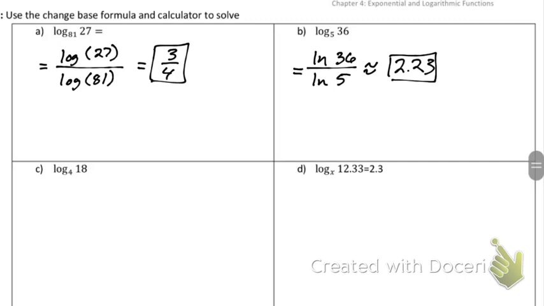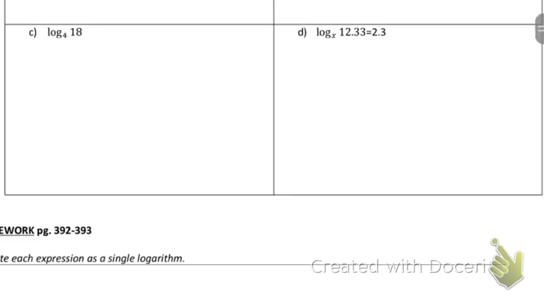Last one's kind of uninteresting because we've done enough of these. D is going to be slightly different. So we can change base. It just creates kind of a kerfuffle of problems. So we're going to do log of 18 over log of 4, and this one should come out to about 2.08. All right, our next one.